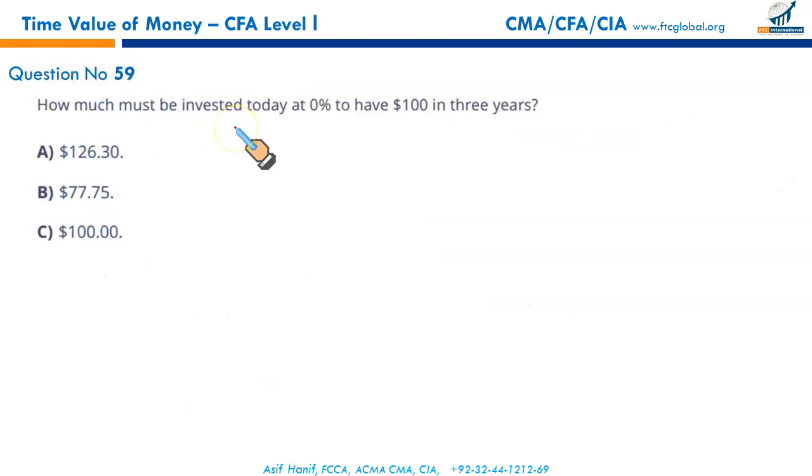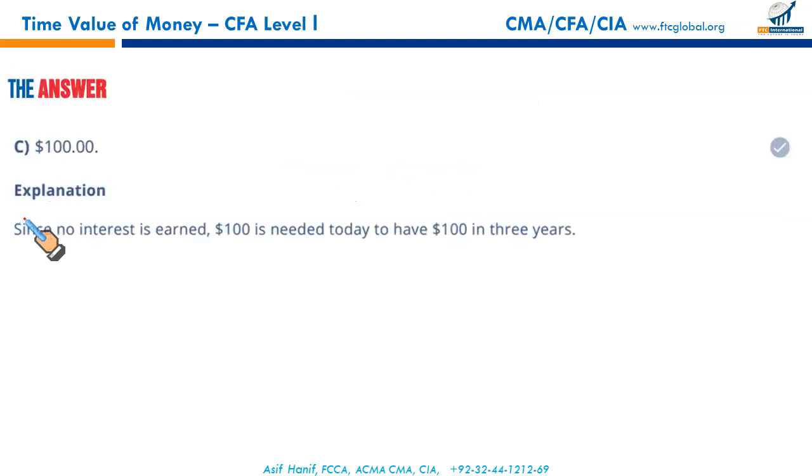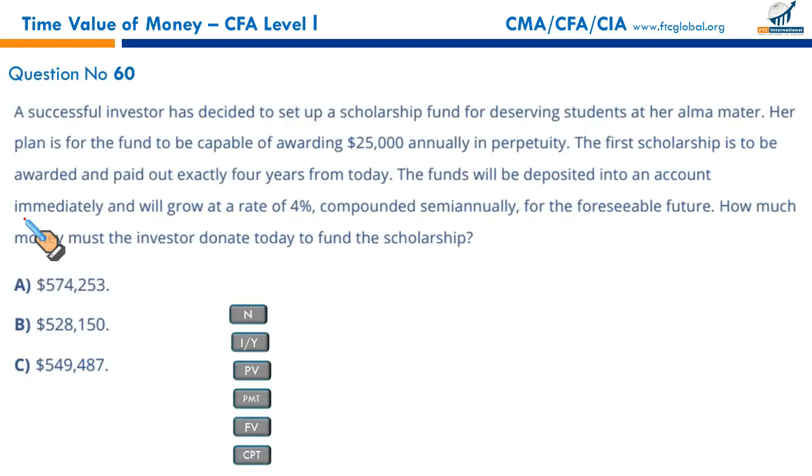How much must be invested today at 0% to have $100 in 3 years? Since the discount rate is 0, the investment rate is 0, your present value now will be equal to your future value at the end of the third year. There is no change. It is going to be the same as the amount today. There is no periodic payment. The present value is the same because the interest rate is 0. So it's going to be just 100, a straightforward question, no twist involved.